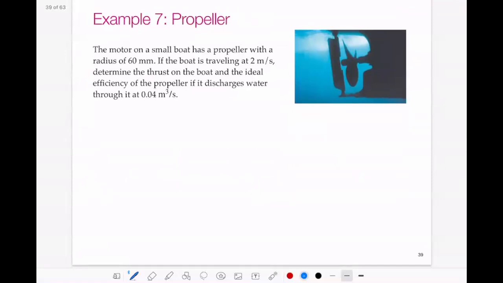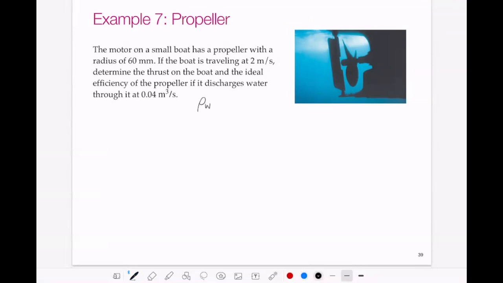So let's do an example with a propeller. We have a motor on a small boat, which has a propeller with a radius of 60 millimeters. If the boat is traveling at 2 meters per second, determine the thrust on the boat and the ideal efficiency of the propeller if it discharges water through it at 0.04 meters cubed per second.